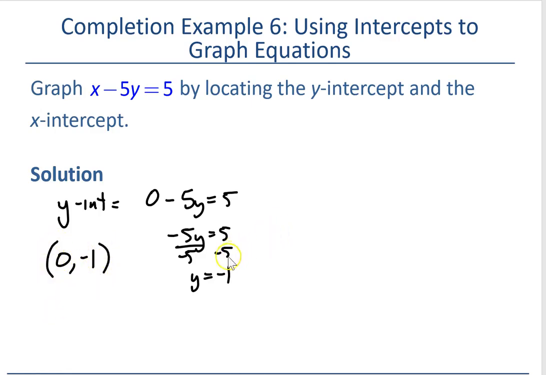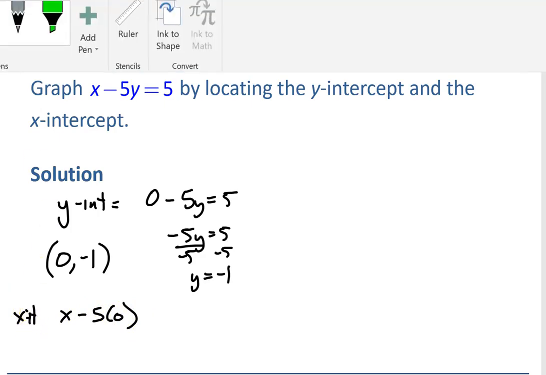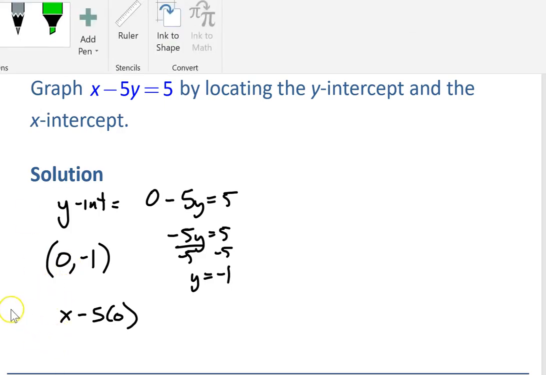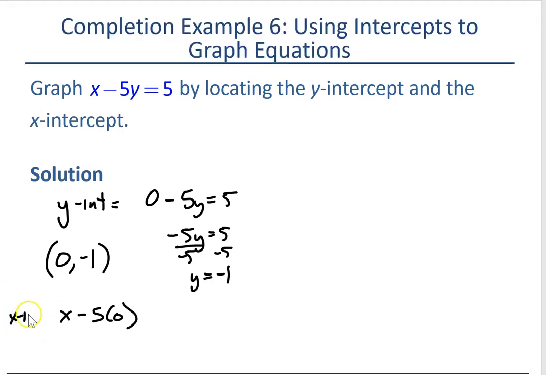Okay, well, how about the x-intercept? X-intercept is going to be the same thing. X-intercept is going to be where y equals 0. So I'll come in here and just put 5 times 0, and this is going to be our x. I'm writing that horribly today on this one. Not enough room on this sometimes whenever you're trying to do graphing as well.